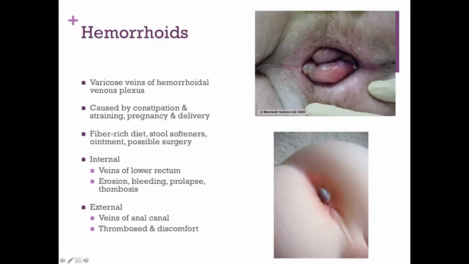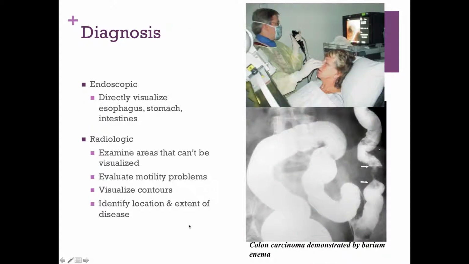So they can thrombose. External ones, those are the anal canal veins, not the rectal veins, could also become thrombosed, like in this picture, that's just coagulated blood. And that's going to cause discomfort as well. So again, these can be treated topically with ointments, treated with the diet, but they can also be snipped off should they be that uncomfortable.